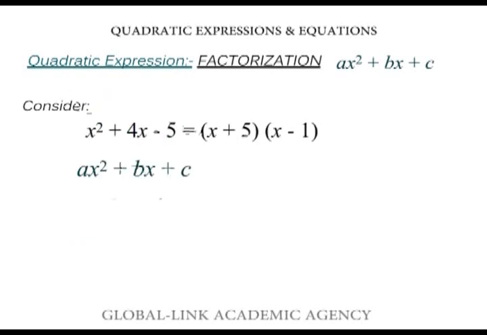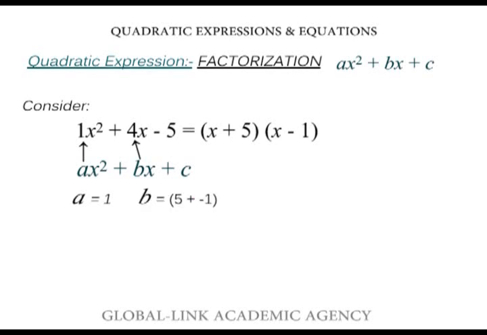Taking another example, x squared + 4x - 5 is equal to (x + 5)(x - 1). The coefficient of x squared is 1. The coefficient of x is 4, that is 5 plus minus 1. The constant is minus 5, that is 5 times minus 1.